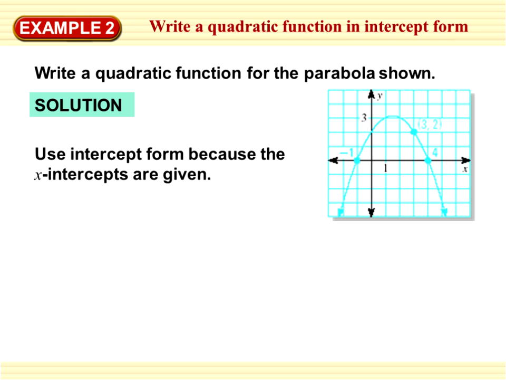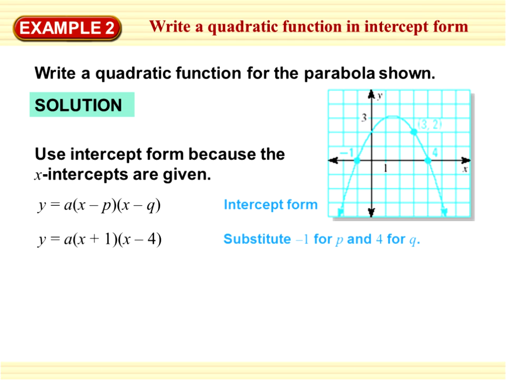Next, what we're going to do is write the quadratic function when we're given something different. This time we're going to be given the x-intercepts, or the zeros, or the solutions, or the roots, whatever you want to call it. So we're going to go ahead and write it in intercept form. Here's intercept form, a times the quantity x minus p times the quantity x minus q.